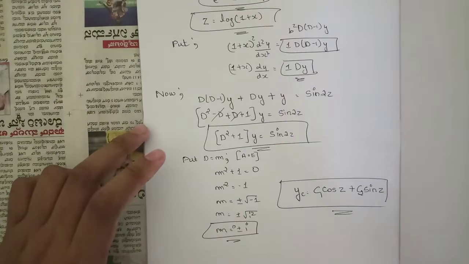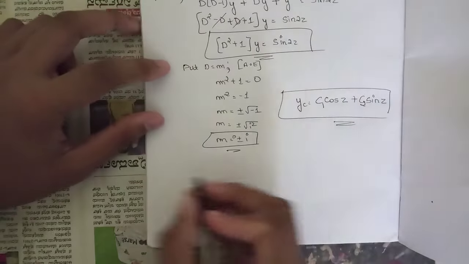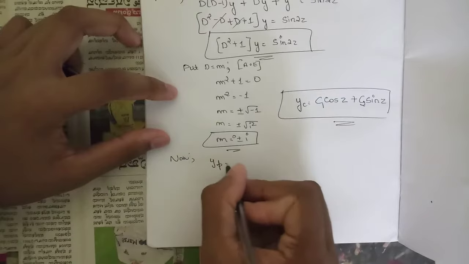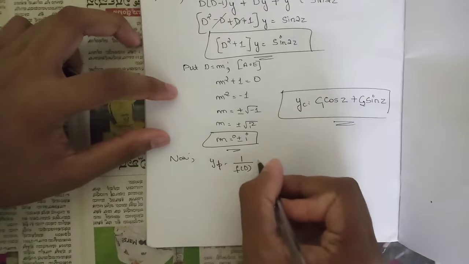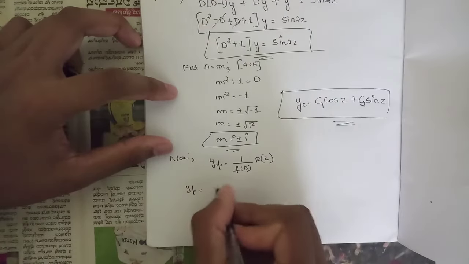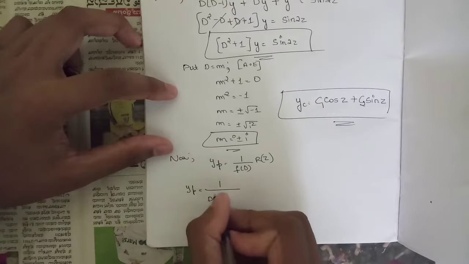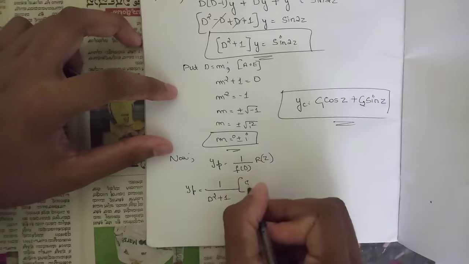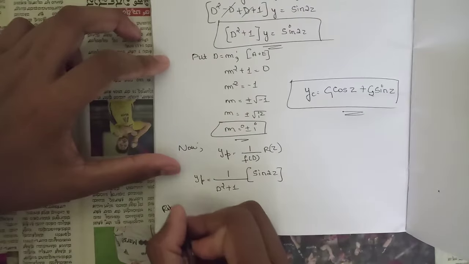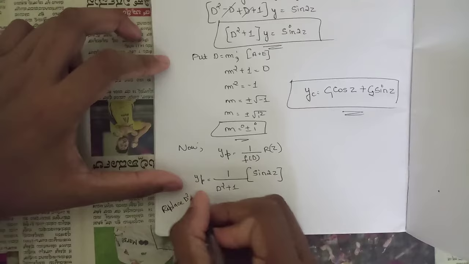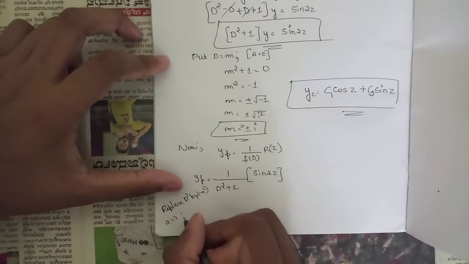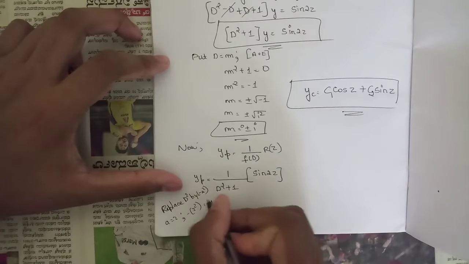Okay, so now we need to find the particular integral. Yp equal to 1 by f of d into r of z. The value of f of d is d square plus 1, and r of z is sine 2z. Since this is of the second type, we need to replace d square by minus a square, where the value of a here is 2, so we get minus 2 square equal to minus 4.